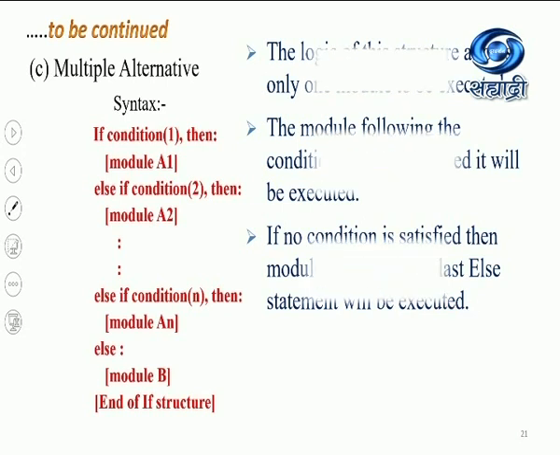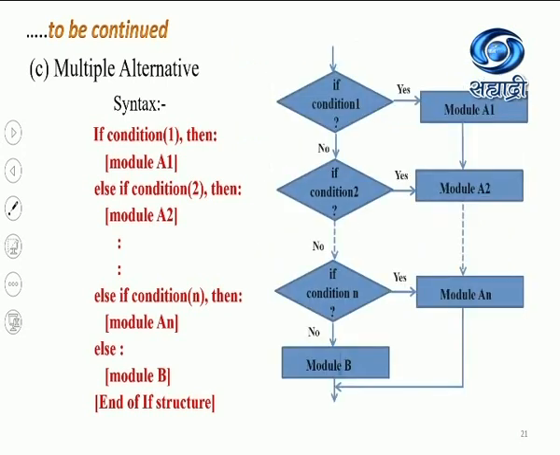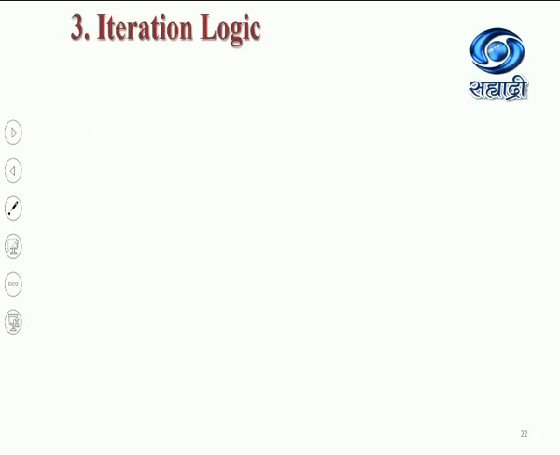You can see this is the flow chart for that multiple alternative statements. Here various conditions are there, and whichever condition is matching, according to that the particular module will be executed. Otherwise, go for the module B.